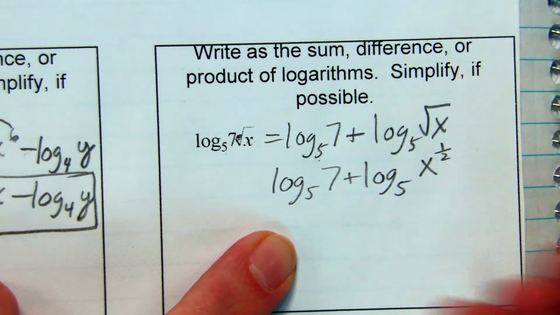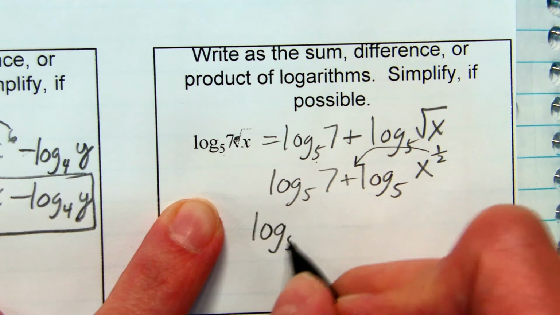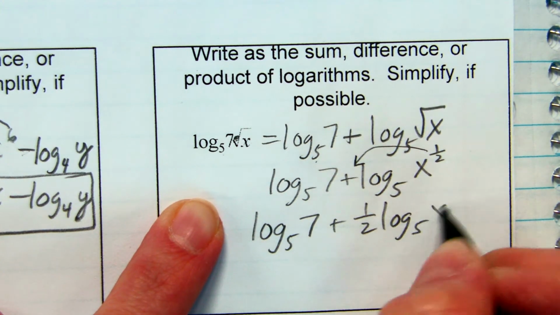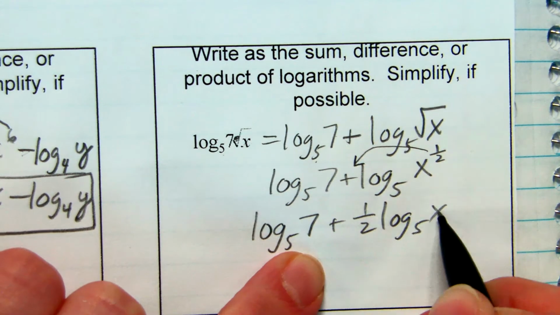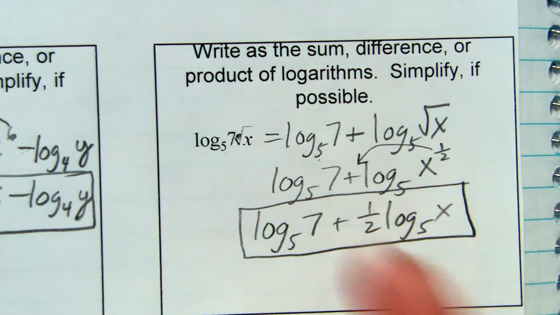Then the 1/2 can go in front. And then that's all I can do with this. So it's log base 5 of 7 plus 1/2 log base 5 of x. I just have a 7 here and an x there. There's nothing left that I can simplify or condense, or I'm sorry, expand.